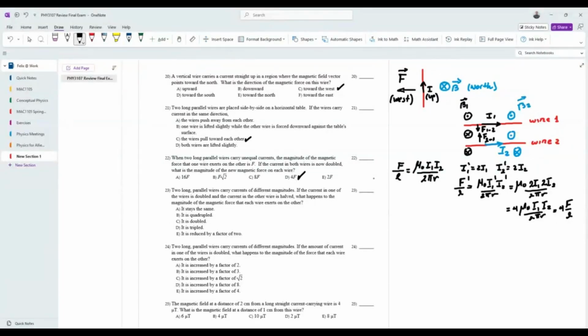They say two long parallel wires carry currents of different magnitudes. If the current in one of the wires is doubled and the current in the other wire is halved, then what happens to the magnitude of the magnetic force each wire exerts on the other? So we have now the same case. So again, two long wires. And now what happens is that we're going to double the current in one of them, but we're going to reduce to 1/2 the current in the other.